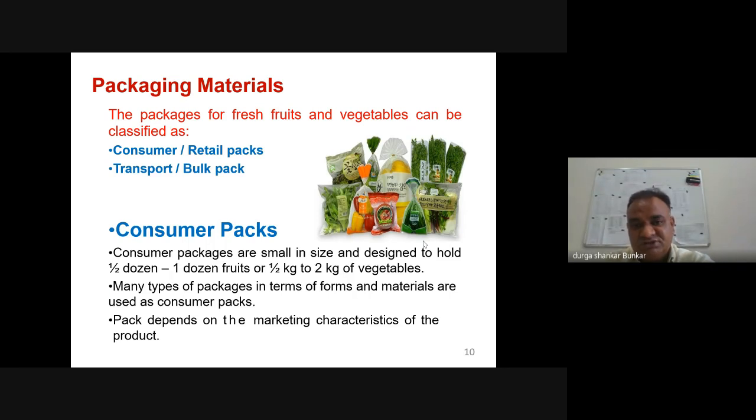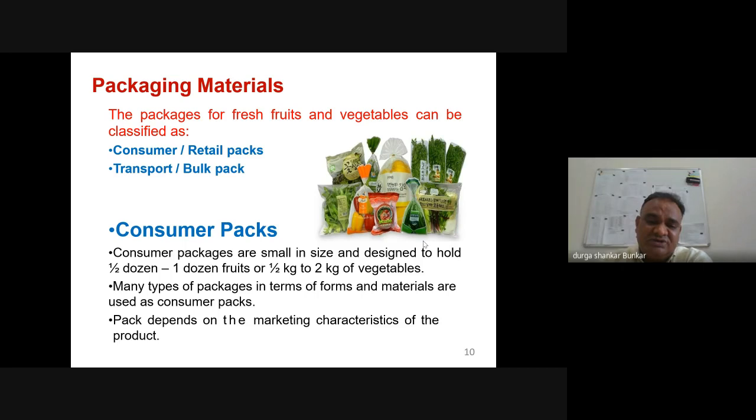If we categorize the kinds of packaging material, we can make a broad categorization. The first is consumer retail packs, and the second is transport or bulk packs. For the consumer, as I told earlier, the packs are small in size and designed to hold half a dozen, one dozen, half kg, 1 kg or 2 kg of fruit and vegetables. These are the consumer packs, and many types of packaging in terms of forms and materials are used as consumer packs.